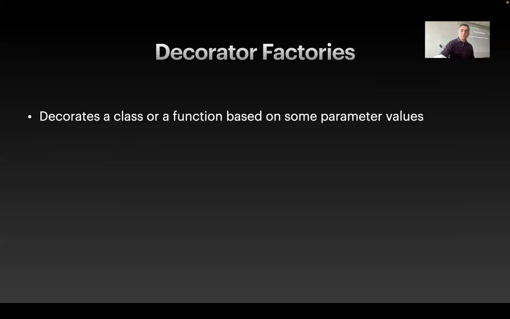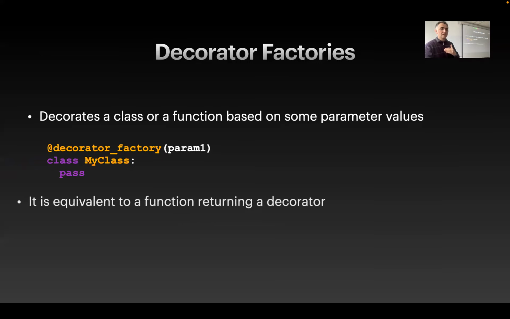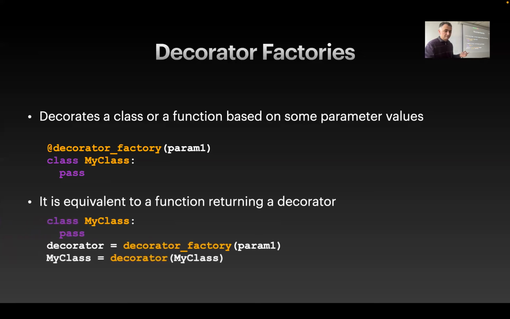All right. So the idea is to implement something like this, for example, for a class, and the parameter gets processed by the decorator factory before the decorator processes the class. Make sense? It is equivalent to a function returning a decorator. I mean, this is again equivalent to this. So there is an intermediate step.